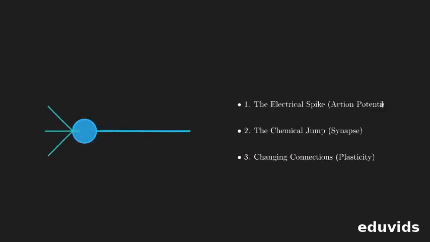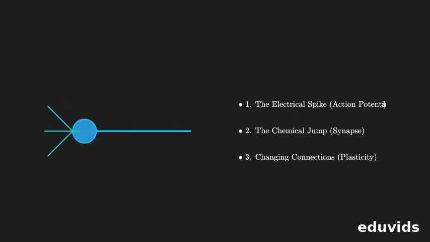Our brains use rapid electrical and chemical signals to allow us to think and act instantly. Today, we will learn how individual neurons fire signals and form changing connections across the brain. We will first trace the electrical spike, then watch the chemical jump, and finally explore how these connections change.